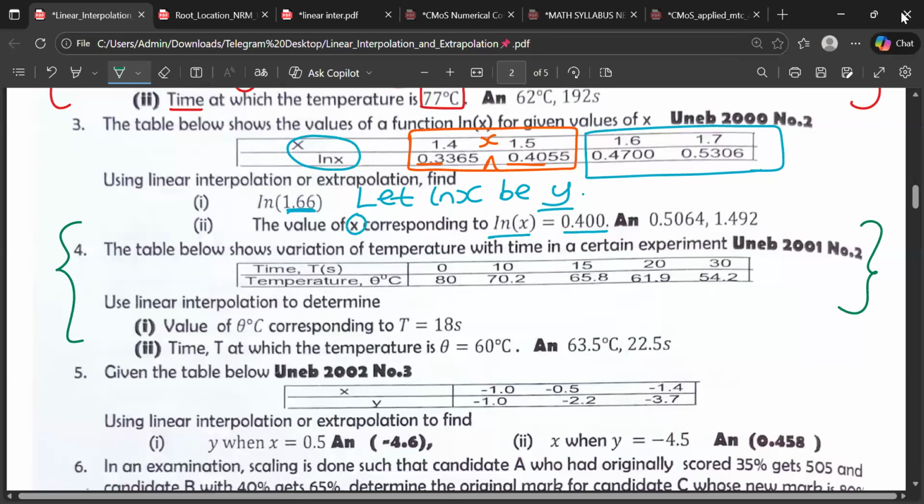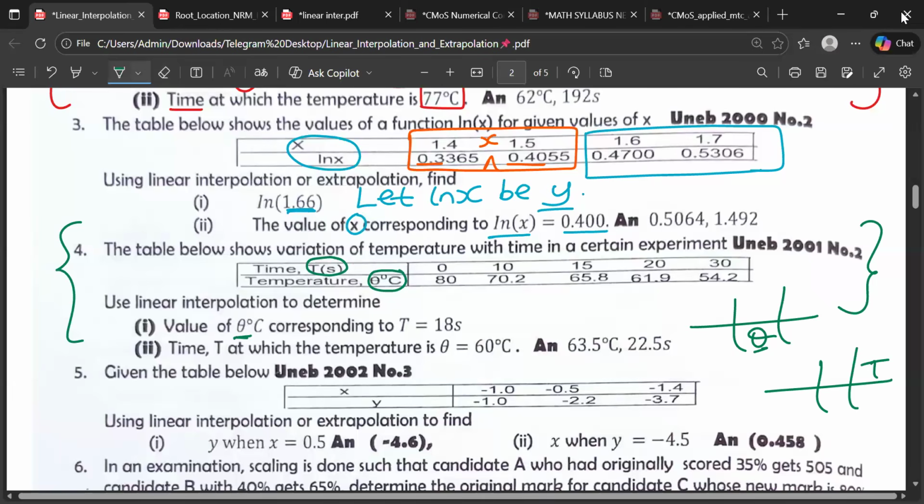So temperature is back with time. So you can see they are telling you that time is capital T in seconds, then this one is theta in degrees Celsius. So if at all you have your table and you're looking for temperature unknown, it should be theta. Looking for time unknown, it should be capital T, because that's what the question is communicating.